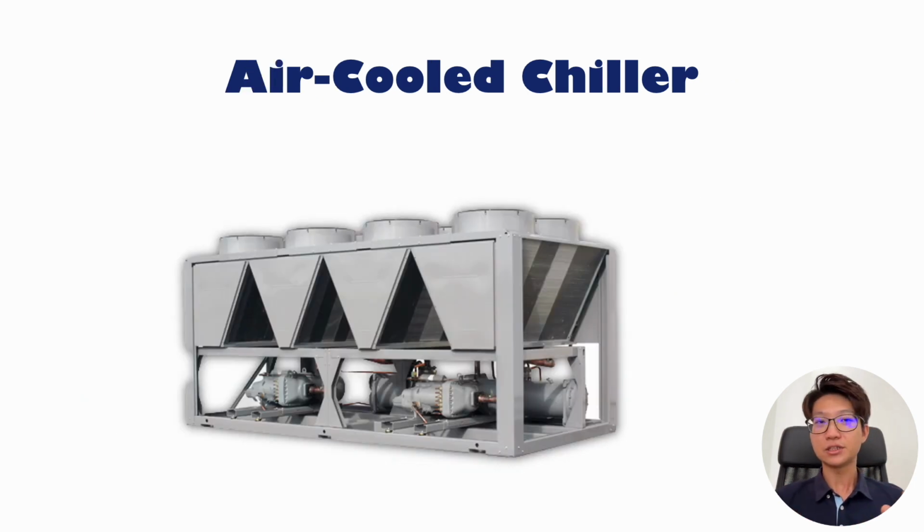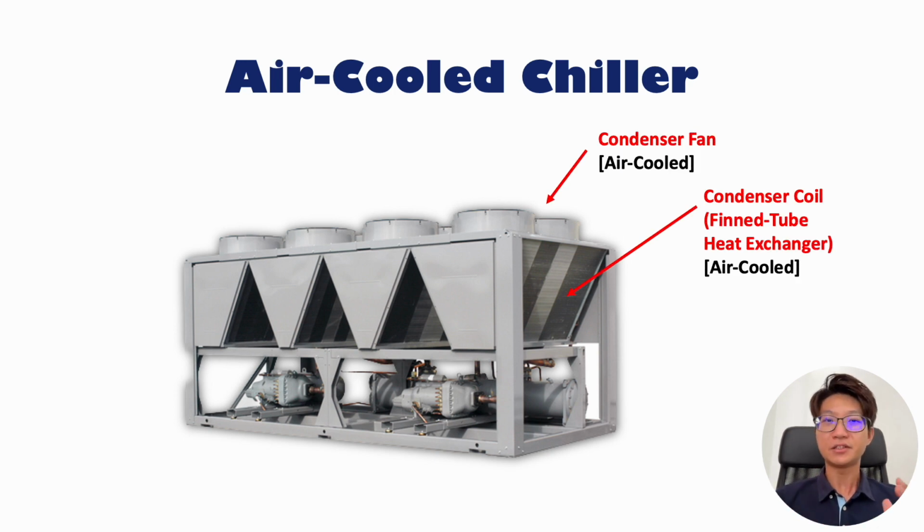So the air cool chiller is also about the same, but also different. The difference is at the condenser side. The condenser for the air cool chiller is just like our normal house air conditioner. We have the fan, we have the thin tube heat exchanger. Then we use outdoor air to cool the refrigerant, right?